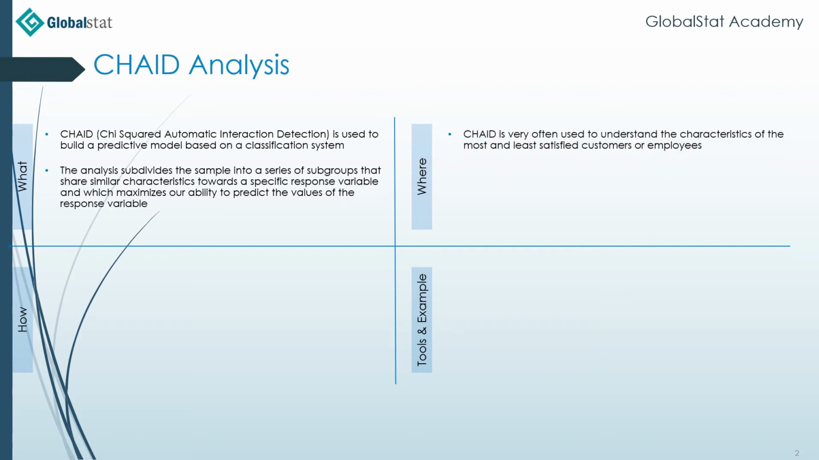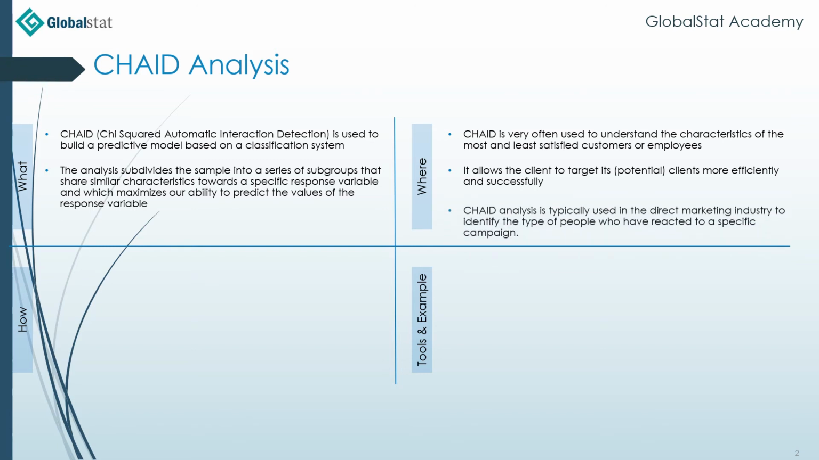Where can we use CHAID? CHAID is very often used to understand the characteristics of the most and least satisfied customers or employees. It also helps the client target its potential clients more efficiently and successfully. Basically, it is used in the direct marketing industry to identify the types of people who have reacted to a specific campaign.